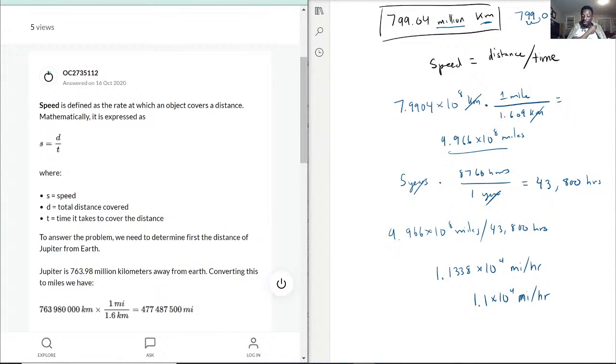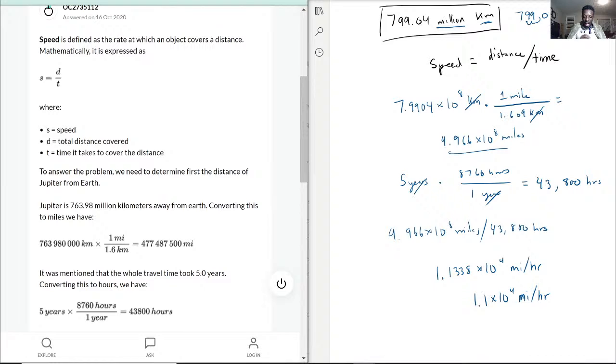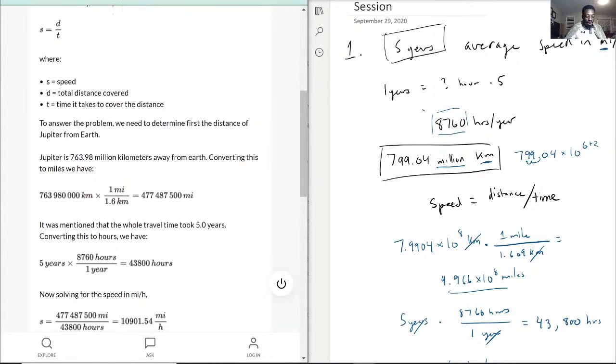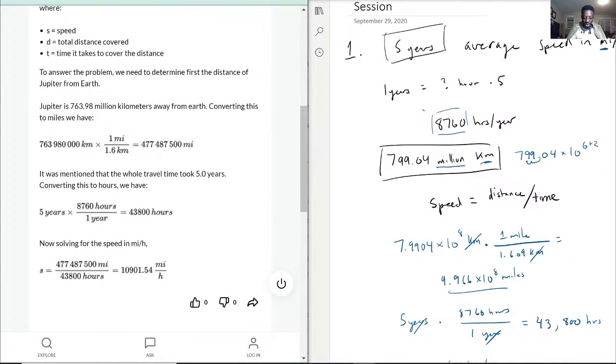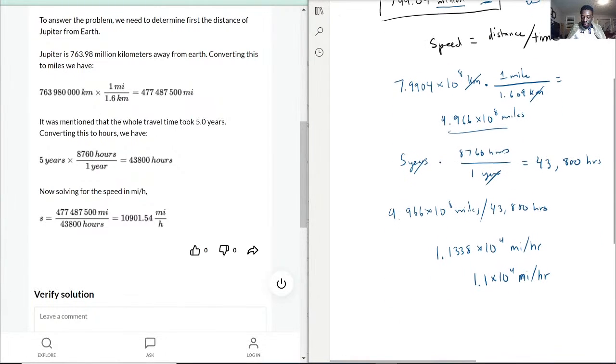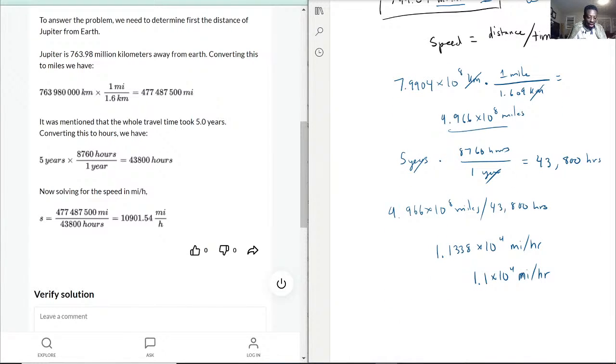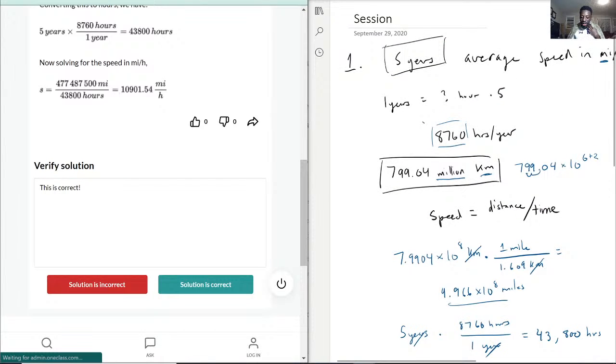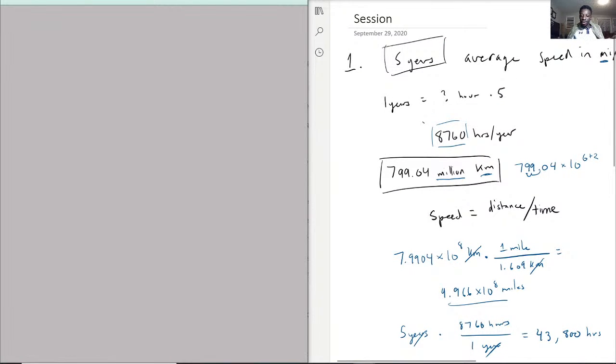They do discuss speed equals distance over time, which is correct. They have that total miles based on, yep, the kilometers. Our kilometers were a little bit different, just let's pull this straight from Google. But as long as our numbers are relatively in range. So I get 1.1 times 10 to the 4, and they got 10,901, which coincidentally, if you round it, is 1.1 times 10 to the 4 miles per hour. So this is correct. And with that, we've answered our first question of many in terms of how to work with units.